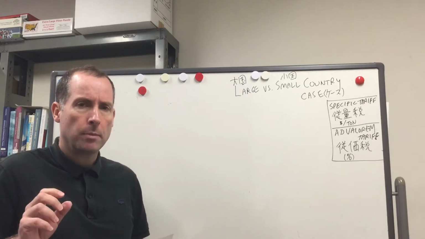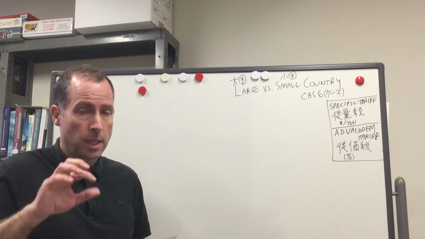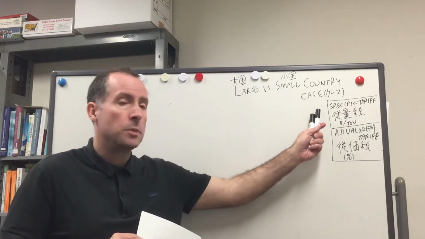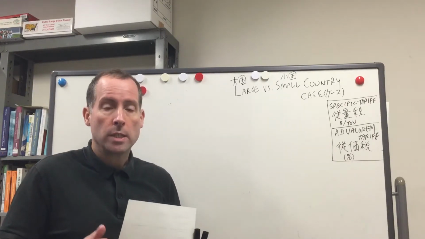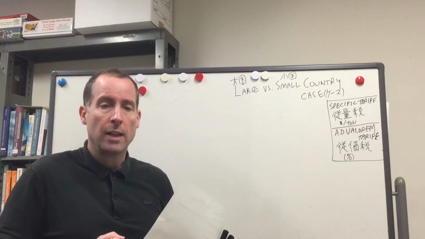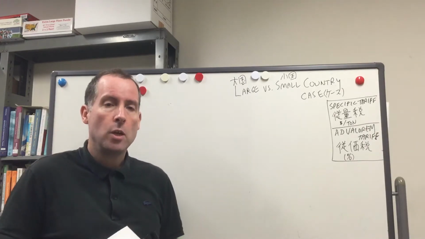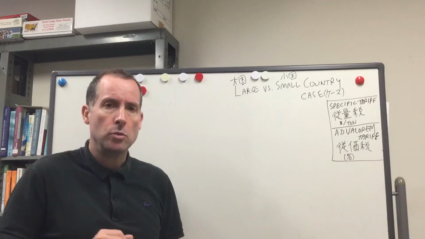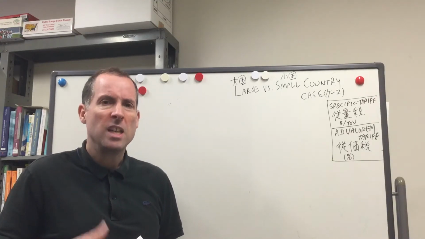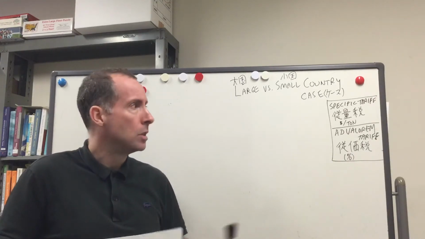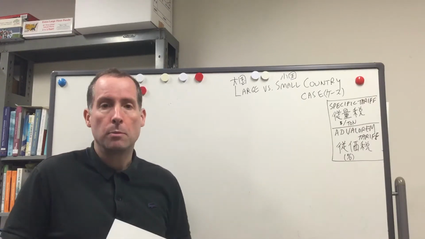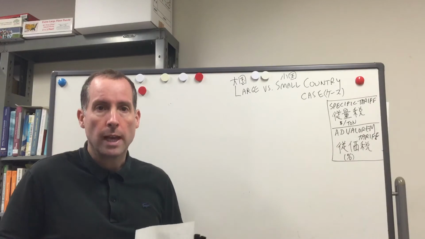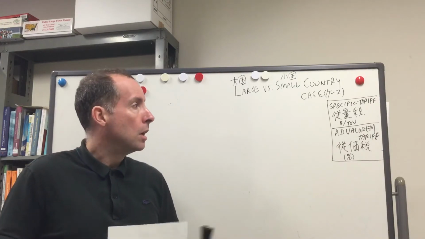Before we begin, I just want to mention, it's also in your take-home exam, the difference between a specific tariff, which is dollars per ton, for example, or rather dollars per quantity, which is what Krugman and Obstfeld use in their example. It's very common in agricultural goods, in contrast with an ad valorem tariff, which is a percent based on the value.